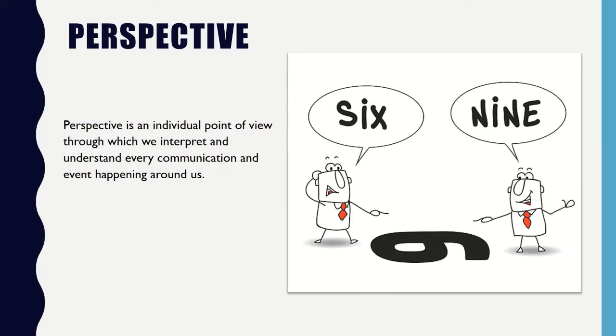Like you can see in the figure, one number is written and two persons are seeing it: one person is saying it's 6 and the other person is saying it's 9. You can think about both perspectives, they both are right. No one is wrong, but one person is thinking the other is wrong and the other person is thinking the first one is wrong. But no one is wrong, everyone has their own perspective. That is exactly the meaning of perspective.